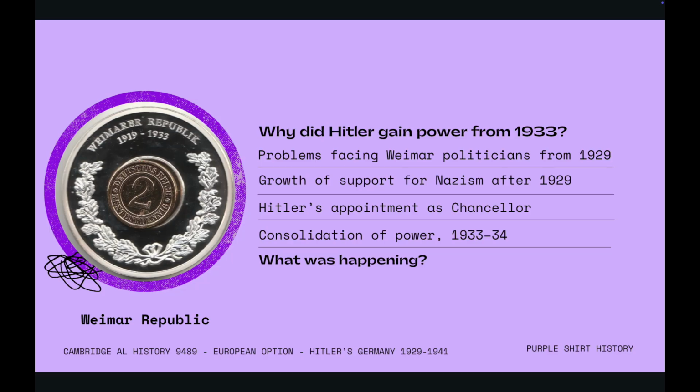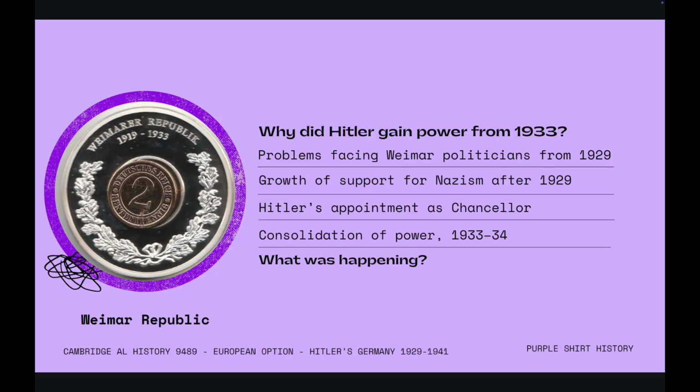So Article 48, Hitler's going to use it, and a lot of the Weimar politicians are going to use it. They're going to set a precedent for Hitler to use. But you need to know that the Weimar Constitution, in and of itself, from the very beginning, was not very good.